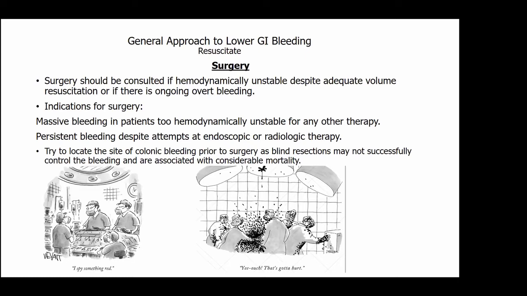It's very important in a lower GI bleed to try to locate the site of colonic bleeding prior to surgery, as blind resections will not successfully control the bleeding if the surgeon cuts out the wrong part of the colon. And if that happens, this is associated with considerable morbidity and mortality.